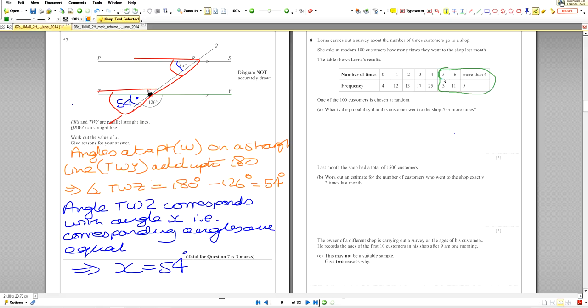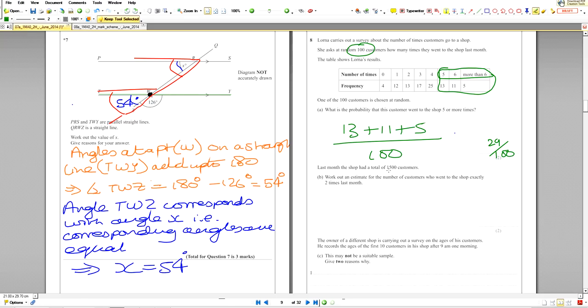Okay, 5 or more means 5, 6 or more than 6. So that gives us how many? Got 13, add 11, add 5. Out of the total of our what? 100. So what does that all add up to? Lovely, and that's done. Next question.